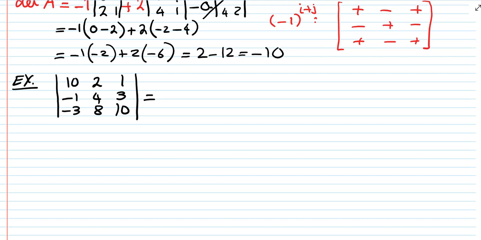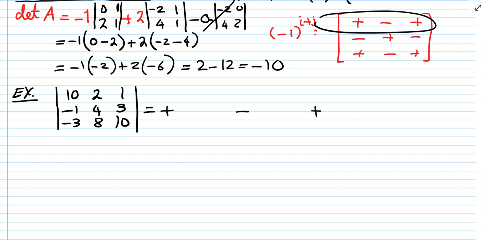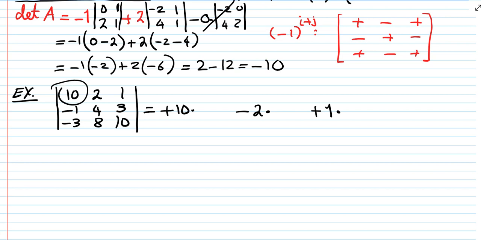So for this one, again, let's expand about the first row. Remember about the first row, I need to grab the signs. That's plus, minus, plus, the signs. So we're done with the powers of -1. Then the elements. The elements in the first row are 10, 2, and 1. Each of those is multiplied by the minors. So let's now begin. Minor of 10. Delete the row, delete the column. So I'm going to get the determinant of 4, 3, 8, 10.